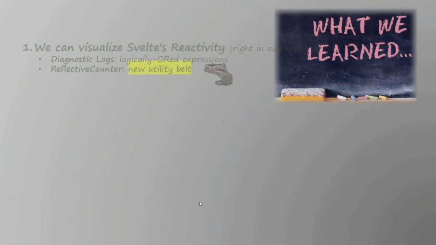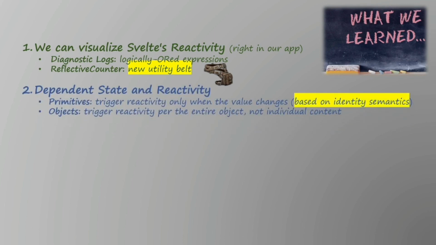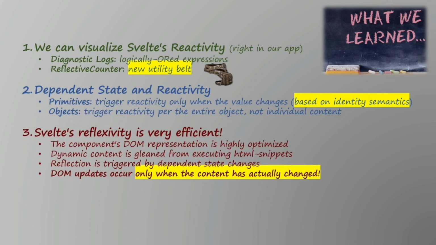So what have we learned? Well, we've learned that we can visualize Svelte's reactivity right in our app, either through diagnostic logs or the reflective counter, which is a new utility that you have for your utility belt. And we've learned that there's a big distinction between primitives and objects when it comes to dependency management. We've also learned that Svelte's reflexivity is very efficient in that its DOM updates occur only when the content has actually changed. And that your app can fine-tune reactivity as needed.